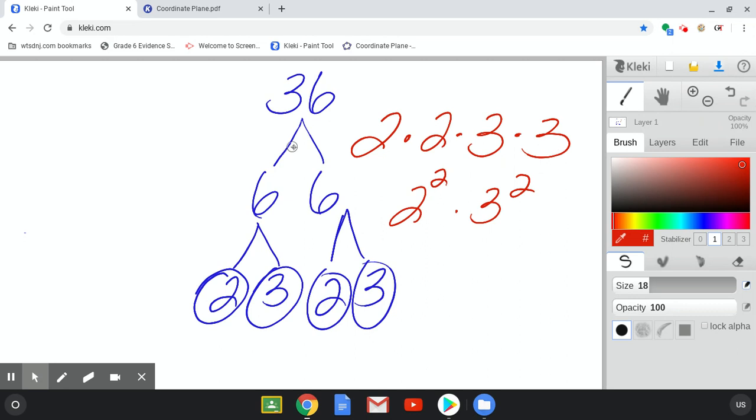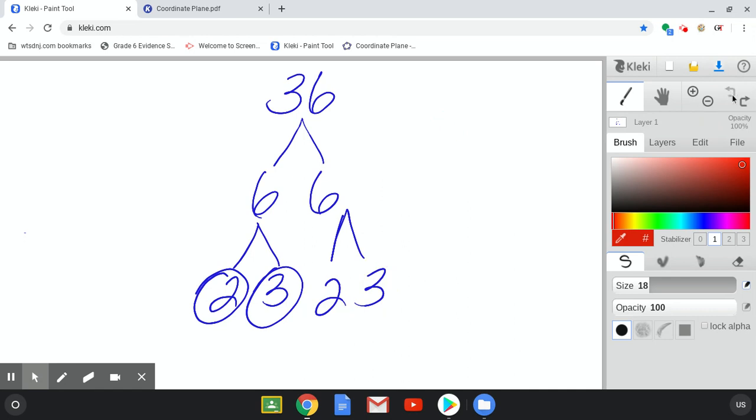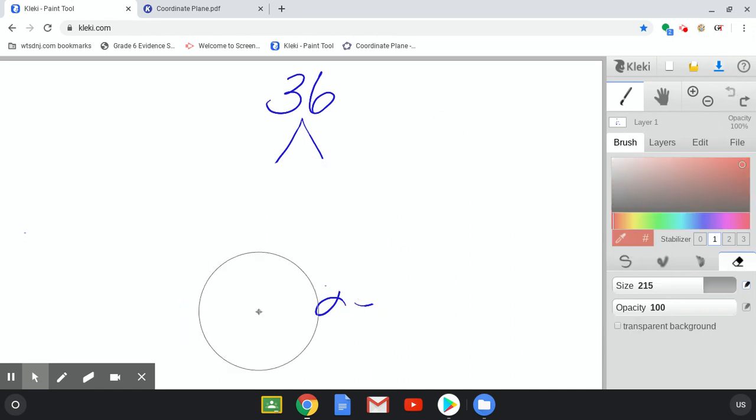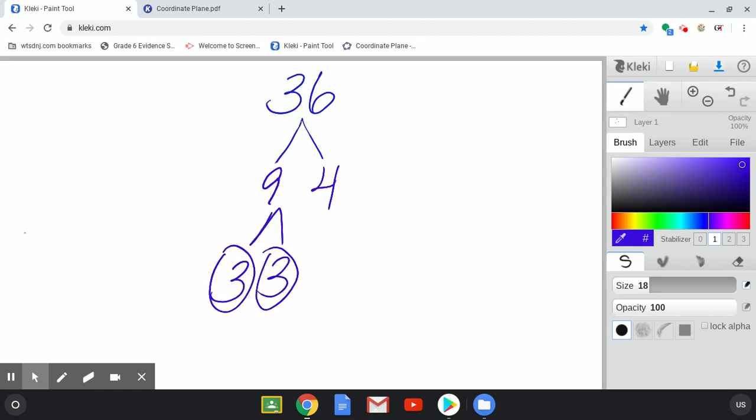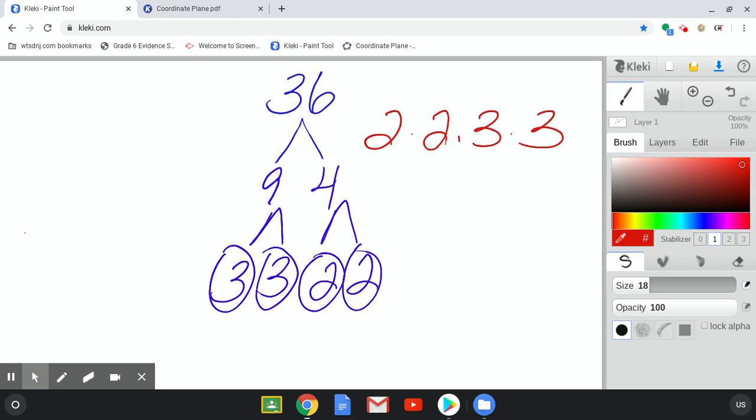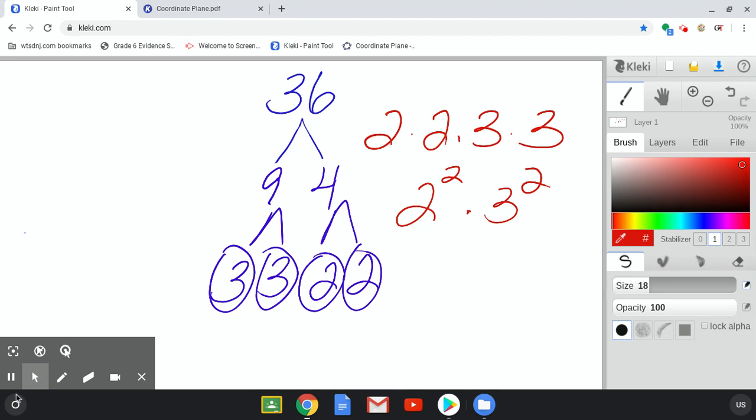Okay, so now if I would have done 9 and 4, you're going to see that it comes out to be the same thing. So let's just erase. If I did 9 times 4, I'm going to break out 9 with 3 and 3. 3 is prime, 3 is prime, I'm done. 4 is a 2 and a 2, and those are both prime. So if you notice, I come out to the same prime factorization. So 2 times 2 times 3 times 3, or 2 to the second power times 3 to the second power. Okay? So that was just a quick review on finding the prime factorization.